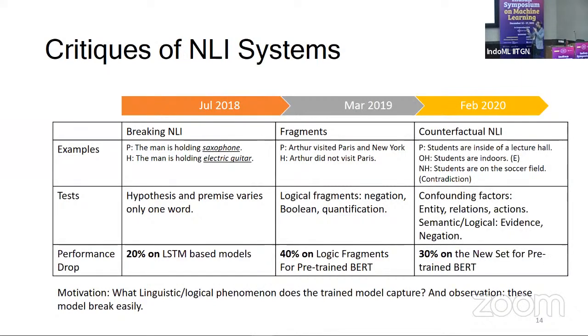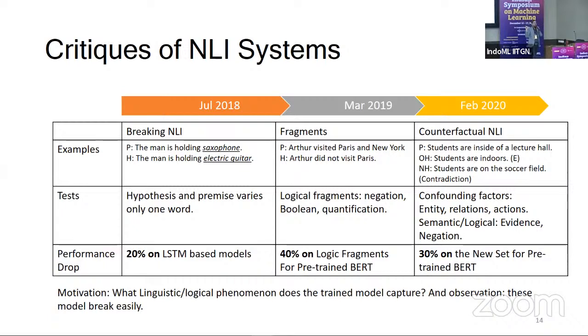Again, people tried to look at different factors and did a bit more analysis on this, that there are generally many factors that influence the NLI label outcome, whether it's contradiction, entailment, or neutral. They told the humans to vary those factors. So for example, the premise is students are inside of a lecture hall. The old hypothesis was students are indoors. The new hypothesis written by humans is students are on the soccer field, right? So even in these, there was a 30% drop on the new set in all of these BART type of models.